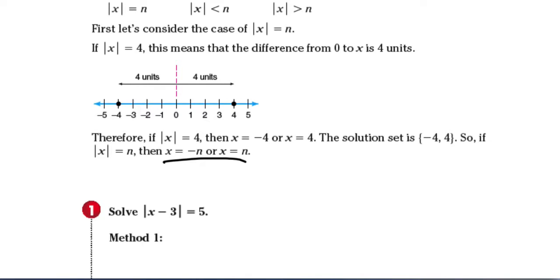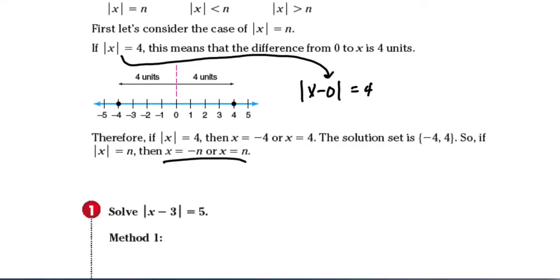Now what if we are not looking at 0? Remember when you talk about the absolute value of x, you're basically saying the distance of x from 0 is 4. We just did not write out minus 0 because it's simply useless to write minus 0. But let's take a look at example number 1.